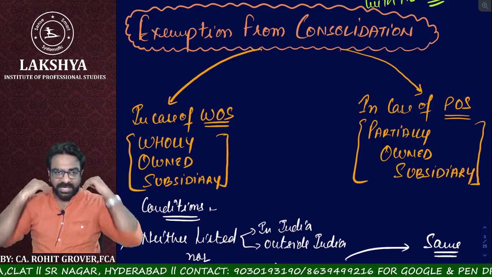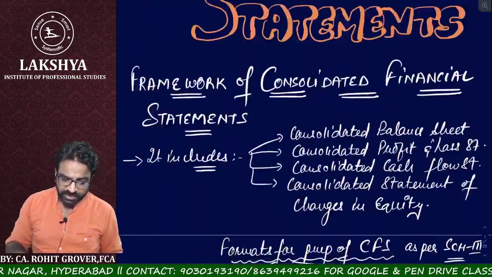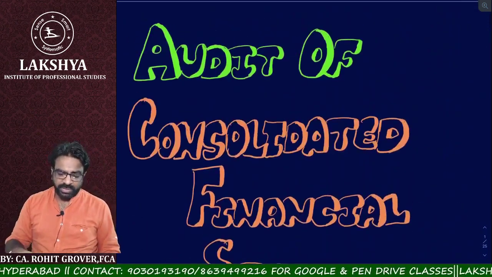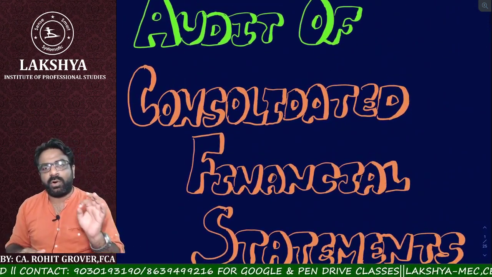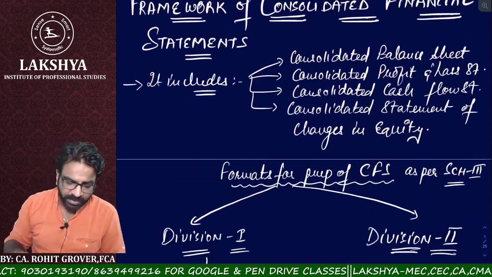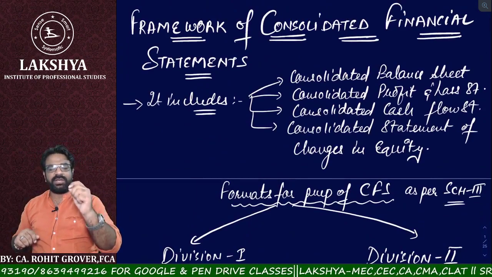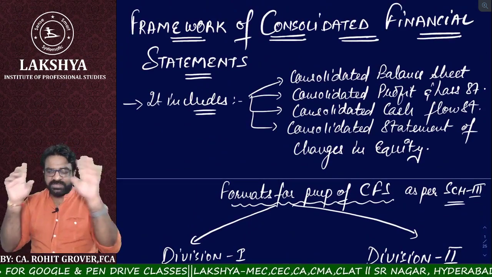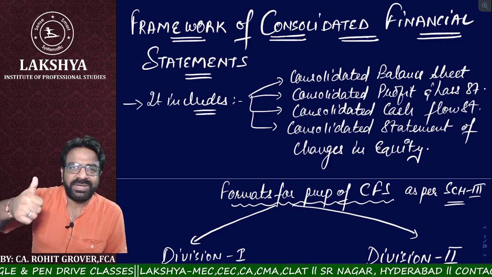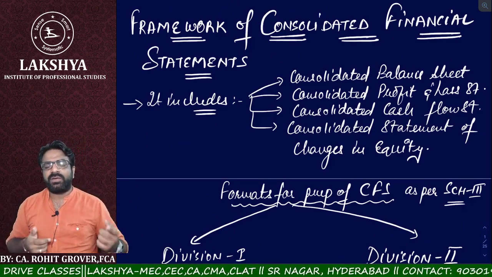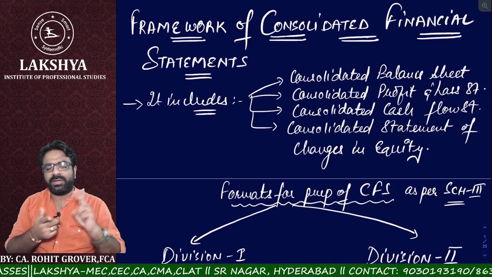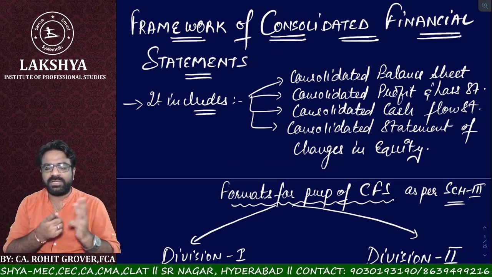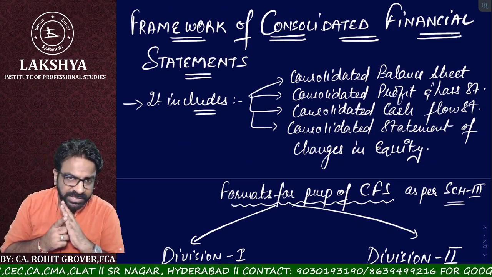Now let us first understand what we have done so far. So sir, what have we understood? We are doing the chapter called audit of consolidated financial statements. What we have understood is the consolidated financial statements audit framework. Point number one, we understood what is meant by consolidated financial statements. It includes the consolidated balance sheet, consolidated P&L, consolidated cash flow, and consolidated statement of changes in equity.